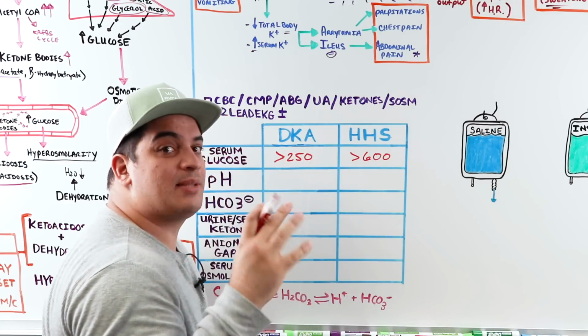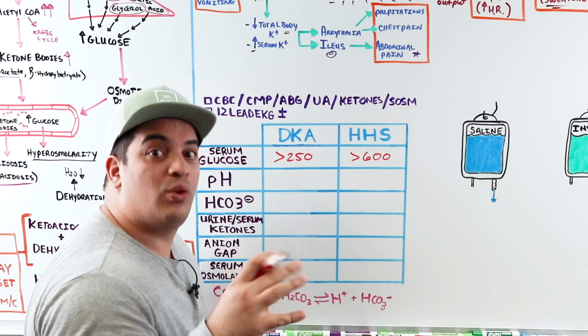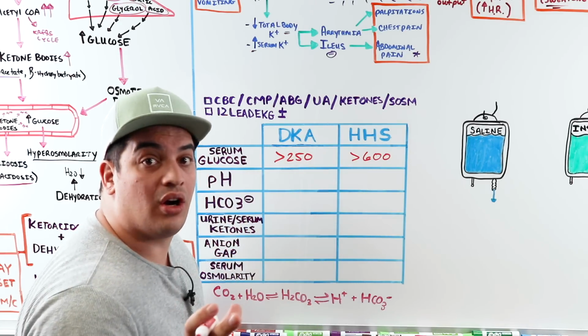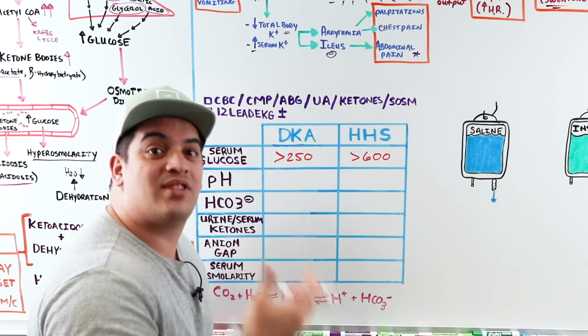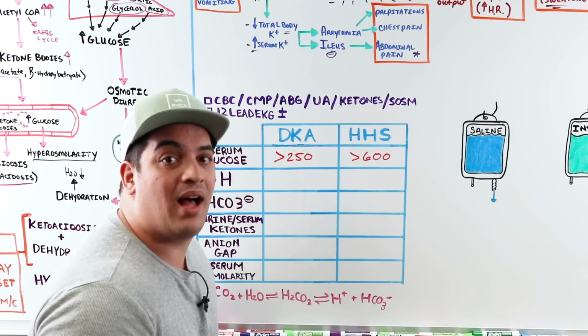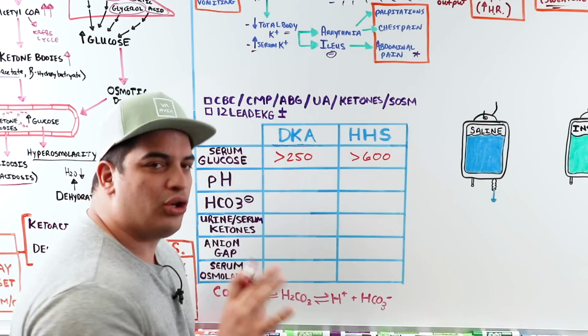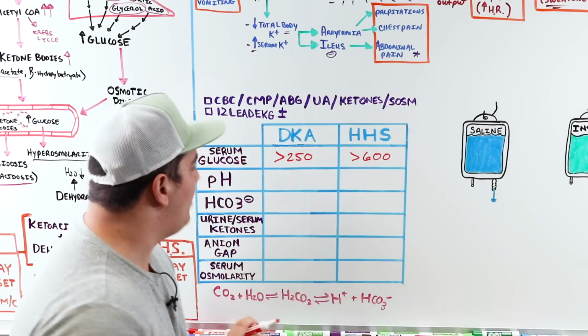DKA, remember we said that this is more common in type 1 diabetics, which are usually more commonly younger. Younger individuals might have better kidneys, so they might be able to get rid of some of that excess glucose is the thought behind that, and that might be why their glucose is a little bit lower, okay?